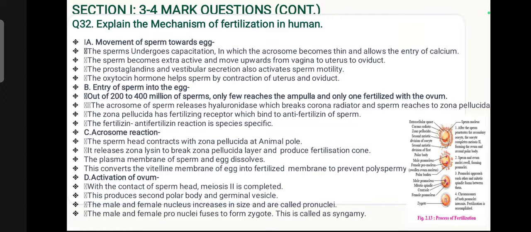How is polyspermy prevented in human beings? तो जैसे ही एक स्पर्म फर्टिलाइज हो जाता है, the egg membrane is converted into fertilized membrane.